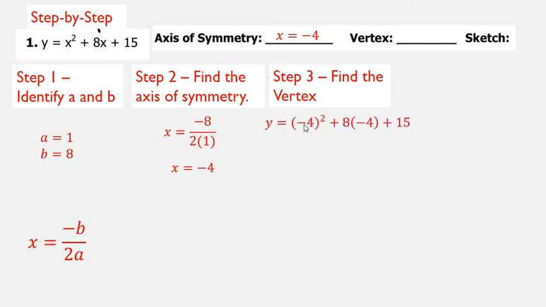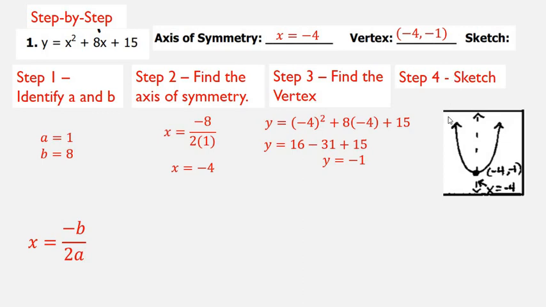Make sure that you put it in parentheses. Put all of this at one time in the calculator, and your answer will be y equals negative 1. Now write your vertex as an ordered pair, negative 4, negative 1. So there's your x and your y. Now you're going to sketch this, and since it's a positive parabola, it's going to face up. Divide it in half by drawing a dotted line, which is your axis of symmetry. This is x equals negative 4, and this point is at negative 4, negative 1. Driving down the road, making a U-turn, where you start turning, that is your vertex.